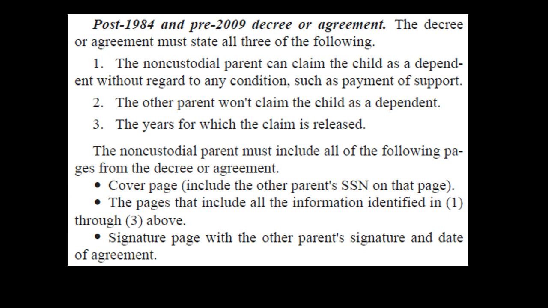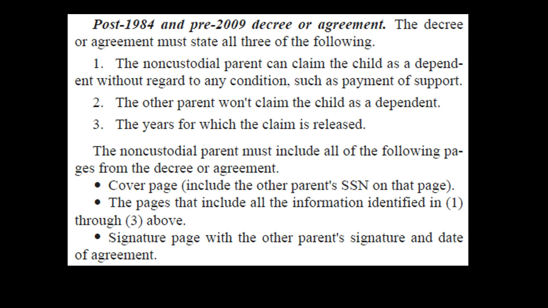Post-1984 and pre-2009 decree and agreement. The decree or agreement must state all three of the following. 1. The non-custodial parent can claim the child as a dependent without regard to any condition such as payment of support. 2. The other parent won't claim the child as a dependent. And 3. The years for which the claim is released.